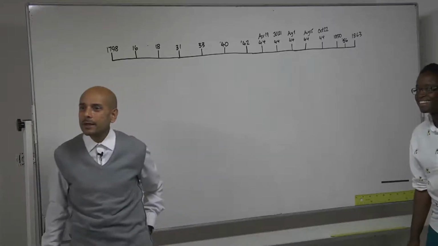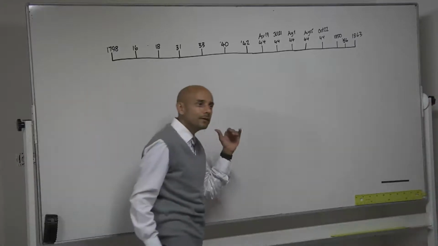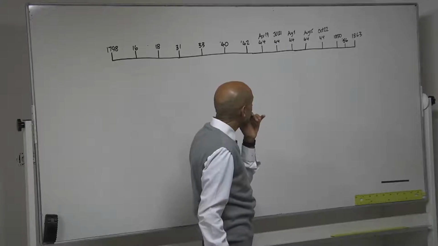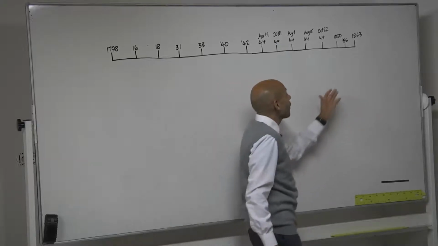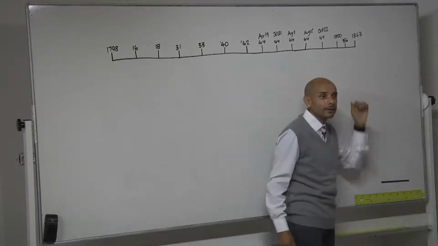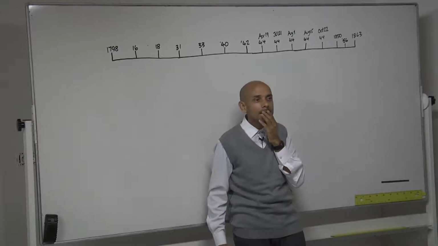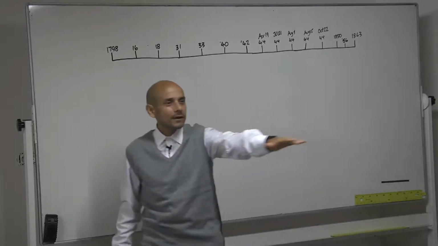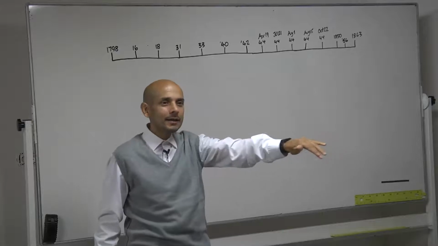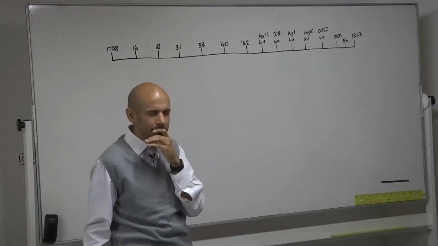Brother Eric? Okay, 1856. Let me ask you, what's 1863? Do any of the students at the front here know? 1863.